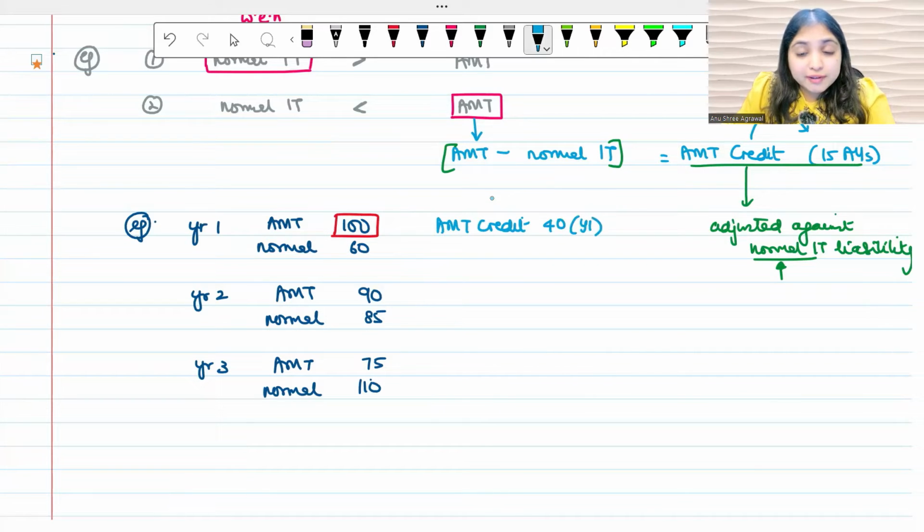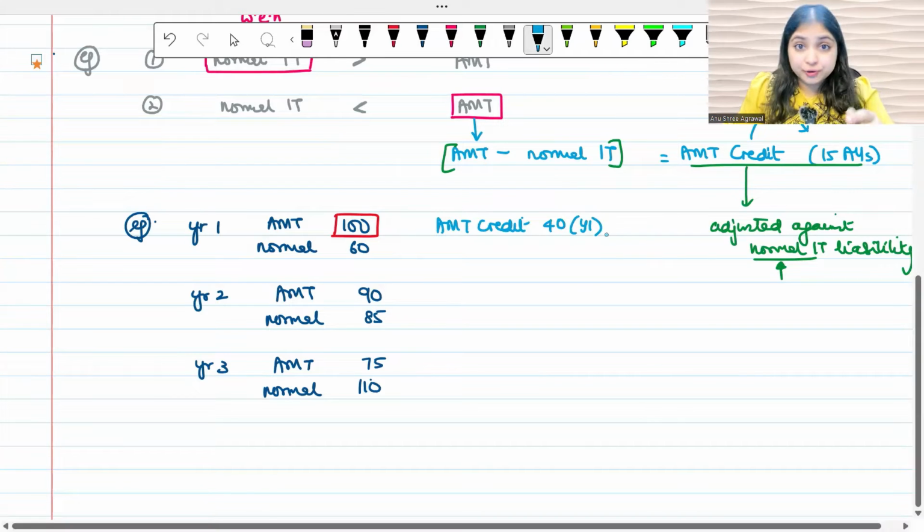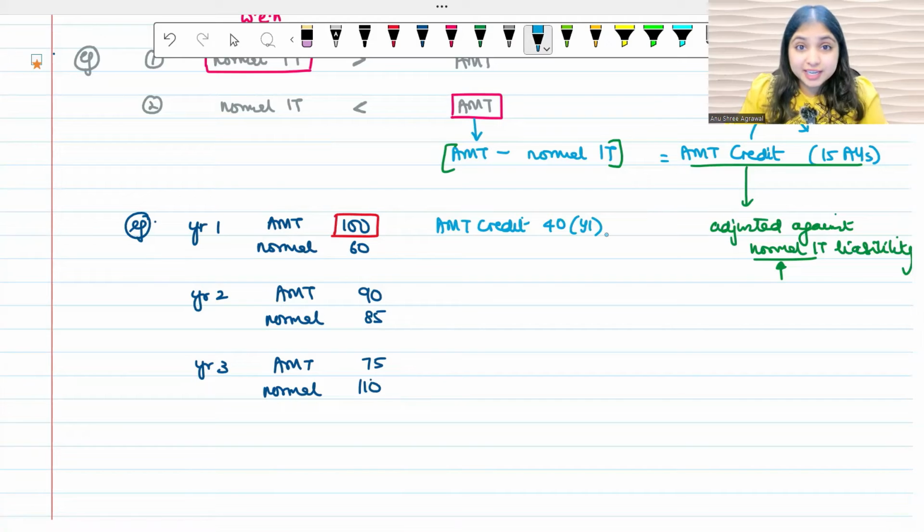Now, why should I keep track of which year this 40 rupees belongs to? Because this AMT credit will have a life of only 15 years, guys. So I should know which year the AMT credit belongs to, because only for 15 years can I utilize it. Now look at year 2. In year 2, which is higher? We have AMT of 90 and normal income tax of 85. So again, we'll pay whichever is higher. Again, AMT is higher, guys. AMT 90 is higher, so we will be paying AMT of 90.